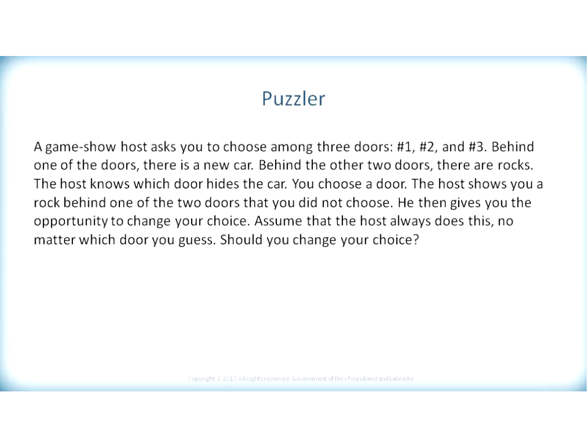Okay, so the first question is a puzzler. This is actually out of Chapter 1 in your textbook. A game show host asks you to choose among 3 doors, number 1, number 2, and number 3. Behind one of the doors, there is a new car. Behind the other 2 doors, there are rocks. The host knows which door hides the car. You choose a door. The host shows you a rock behind one of the 2 doors that you did not choose. He then gives you the opportunity to change your choice. Assume that the host always does this, no matter which door you guess. Should you change your choice?